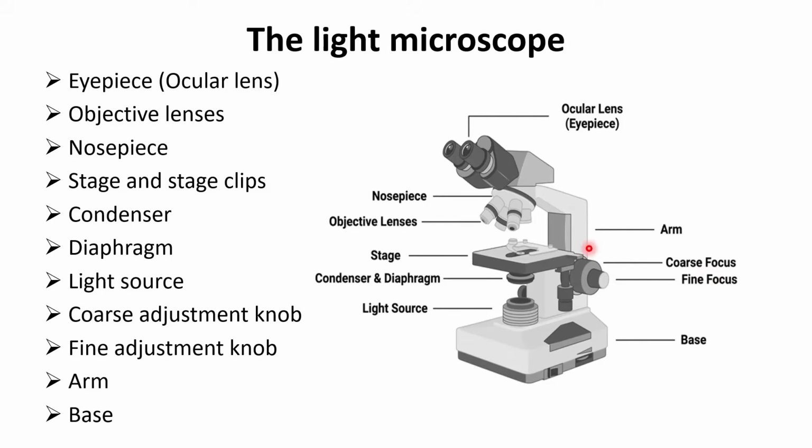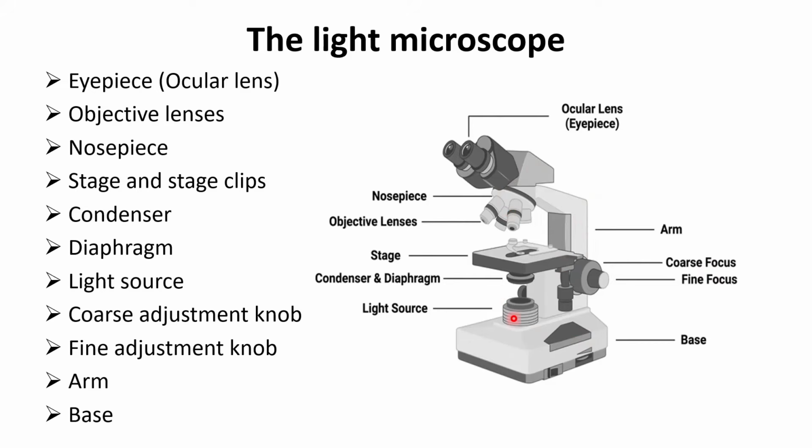Then, of course, you can see we have the arm. The arm supports the objective lenses, revolving nosepiece, the body tube, and the eyepiece. You can also use it to carry the microscope. Then talk about the base. The base is the bottom part of the microscope that provides stability and support.